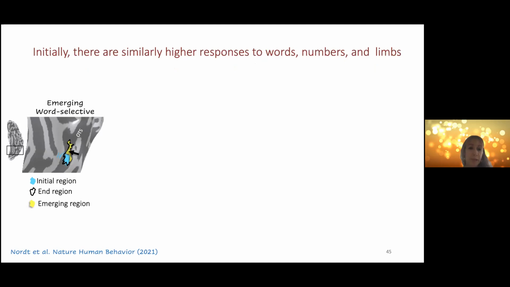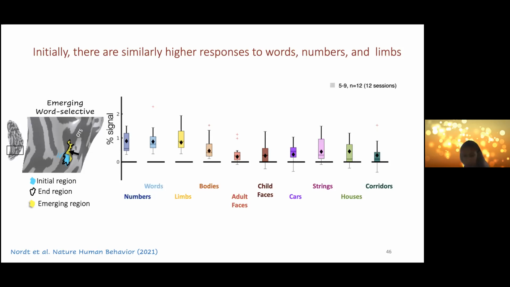But what's really interesting to study is what is happening in this region, what we call this emerging word selective region, that was initially not word selective and became word selective over development. So one of the things that we did is that we measured the activity, or the level of response, to each of the 10 categories from this region in the young children, the 5 to 9-year-olds, and compared them to the teenagers. So you can see that this region is initially not word selective because it responds similarly to words, numbers, and limbs. So the question is, what happens across development? Why does it gain word selectivity?